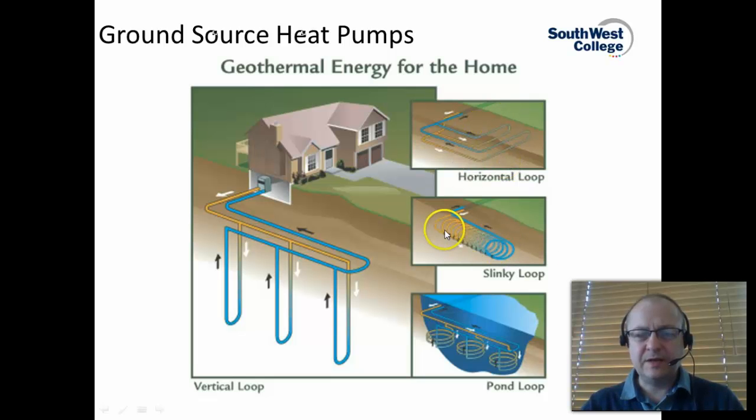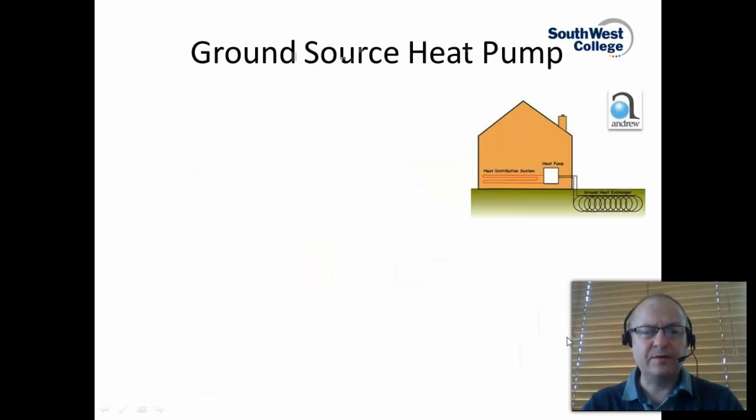Pretty common nowadays are the slinky loops. You have a slinky spring that spreads out and gives a large surface area of pipework but in a small area of garden. And then you also have pond loops. So if you have a pond or a river near, you can also operate a heat pump by extracting the heat from the pond or the river.